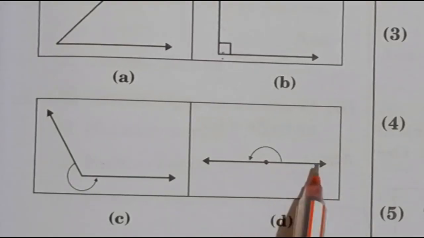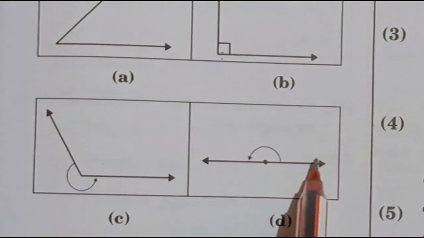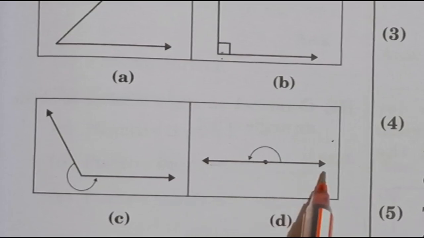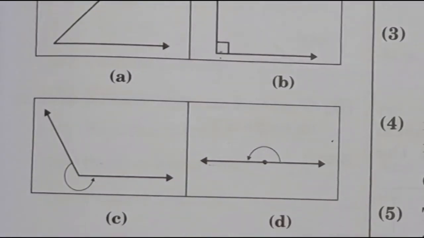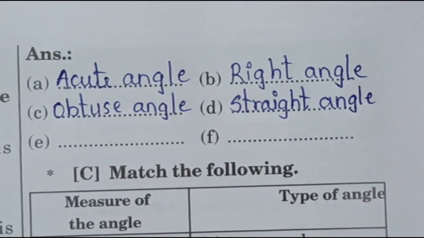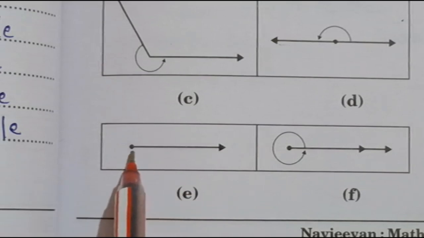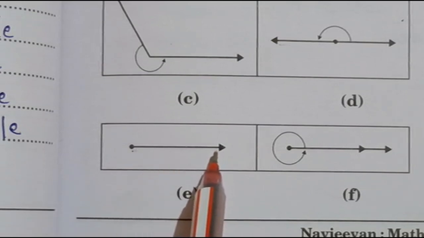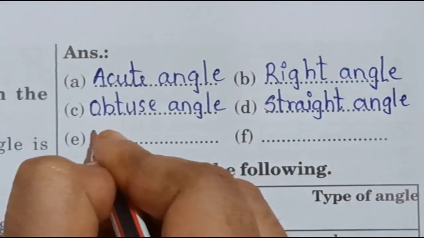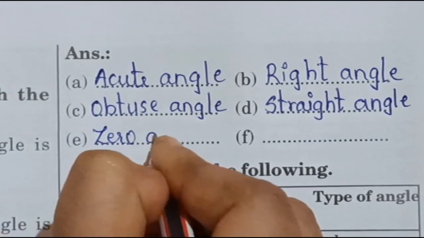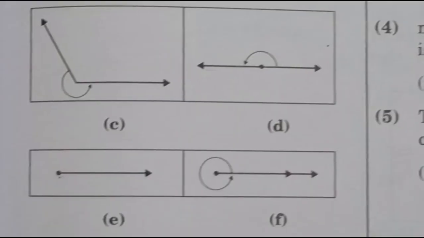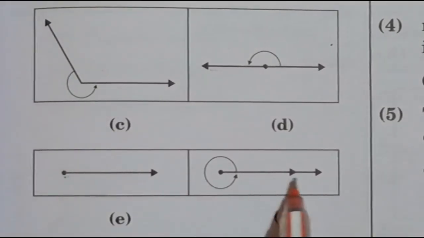Next is here. It started from the angle here, from here it started and it completed a half round. So it becomes 180 degrees. So it's which angle? Straight angle. Okay. Now next one, E1. From here it started, so it is known as zero angle. Zero angle.